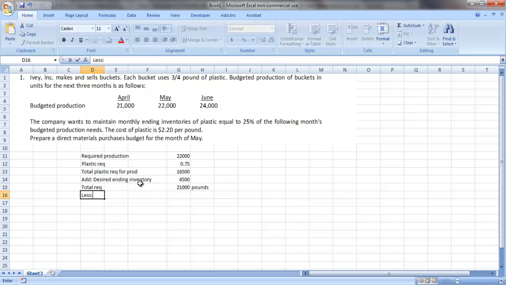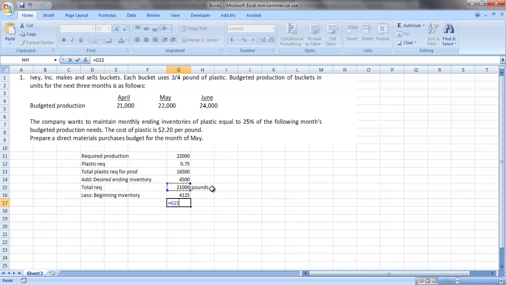From that, we can deduct our beginning inventory, what we had on hand at the beginning of the month of May, and we know from our previous discussion about ending inventory that that would have been equal to 25% of May's production needs. So the 22,000 buckets we intend to make in May times 3/4 pound of plastic per bucket times the 25% ending inventory requirement means we would have started with 4,125 pounds of plastic.